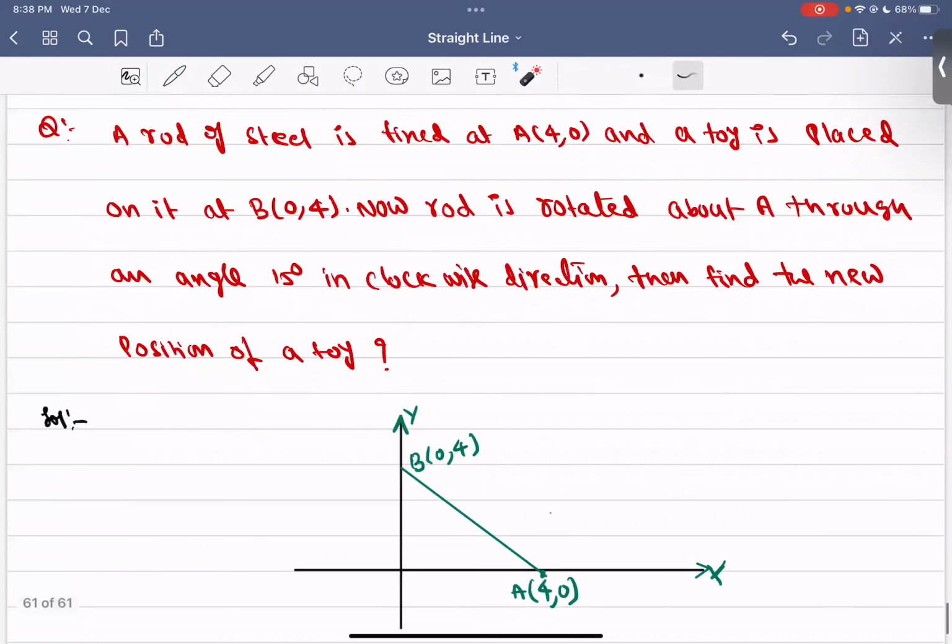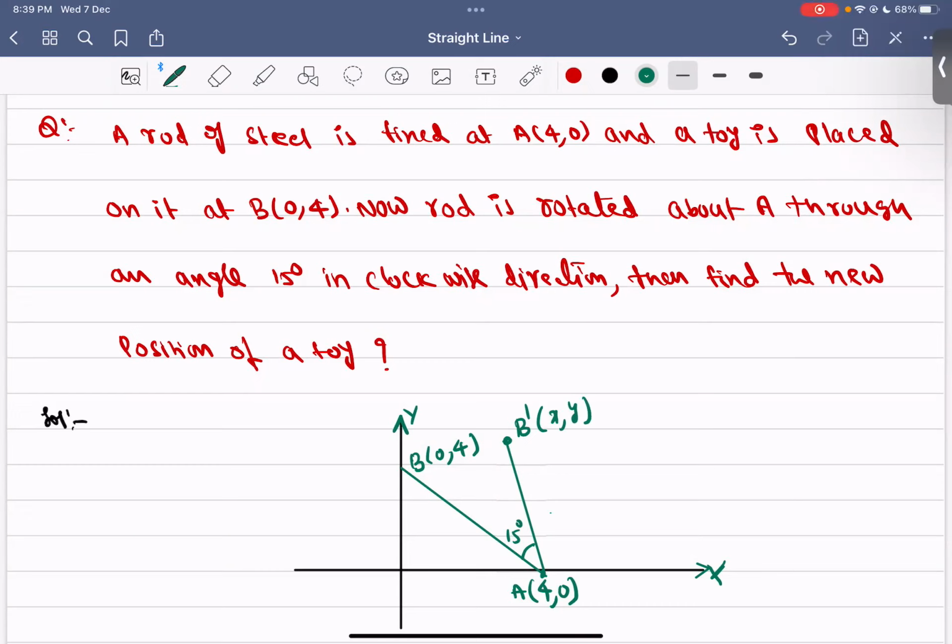Now the rod is rotated about A through an angle of 15 degrees in clockwise direction, like this. So the rod is rotated like this, 15 degrees, in clockwise direction. Then the new position of the toy is some B dash (x, y). This is being asked.